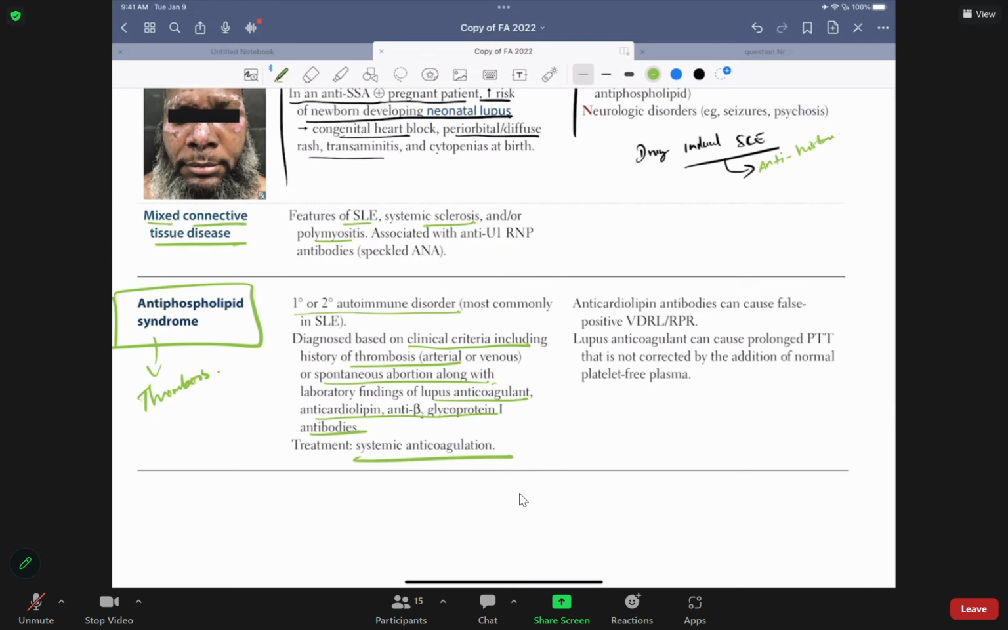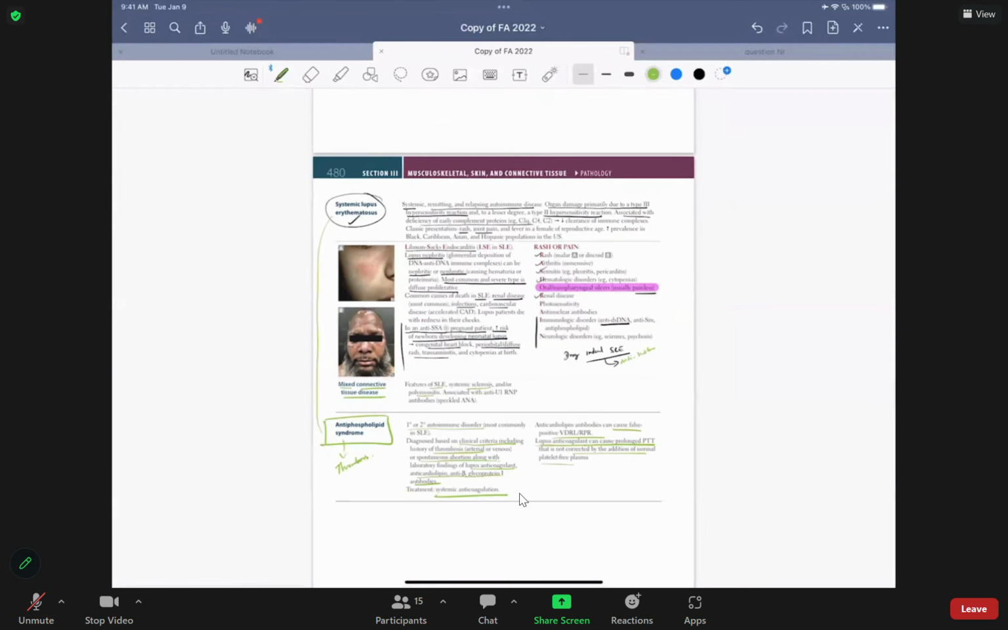Now, these people give a false positive syphilis test. Like if you see VDRL or RPR, these are syphilis tests, but people with this disease get a false positive. Now, the lupus anticoagulant can cause a prolonged PTT. Does that make sense? It doesn't matter what you add, as long as you have the antibody, you get a prolonged PTT. Okay, that's basically it.